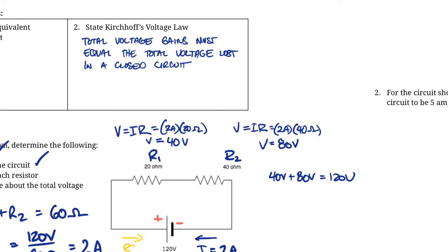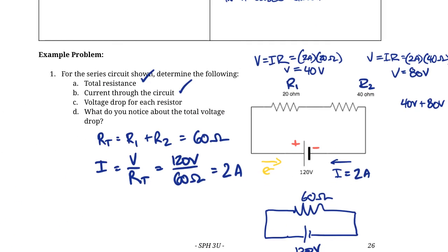Either way, this is a good way to check your work when you get to the end of a question like this, because we could very easily check: do these voltages of the resistors add up to the voltage of the battery? In this case, they do, so we've done the work correctly. So that's what the last question says. What do you notice about the total voltage drop? Well, the answer is it equals the total voltage gained by the battery.